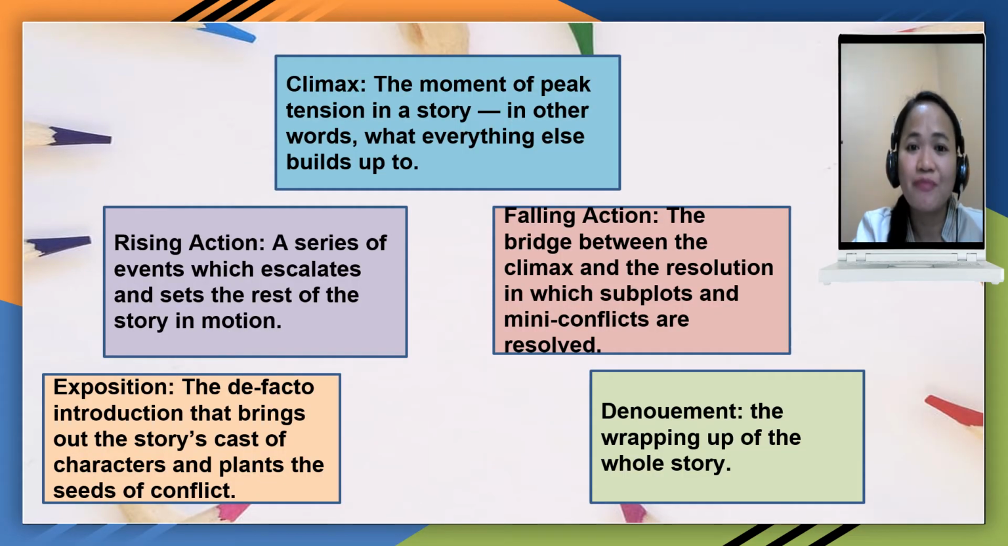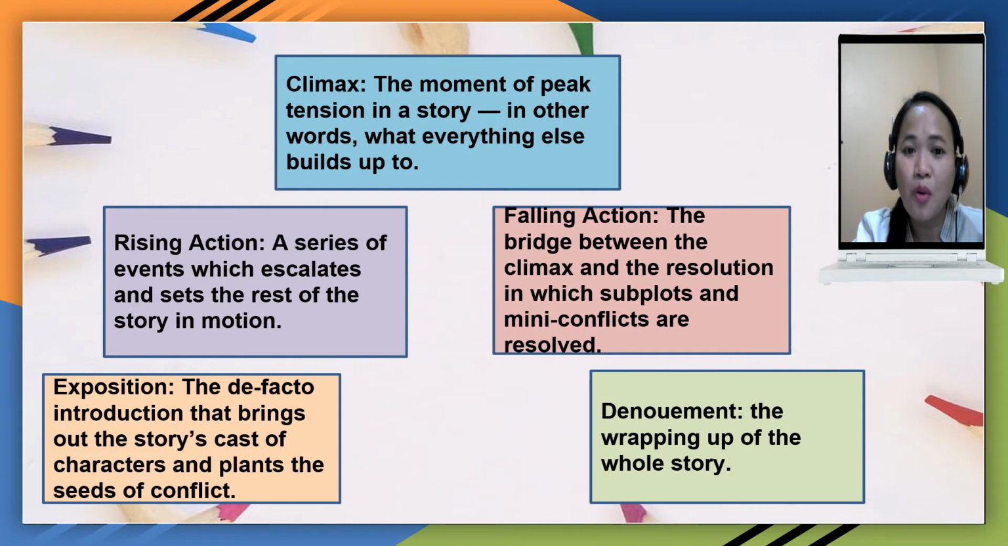The 5 parts of plot starts with exposition. Exposition is the de facto introduction that brings out the story's cast of characters and plants the seeds of conflict. Next, we have rising action. Rising action is a series of events, usually triggered by an inciting incident that escalates and sets the rest of the story in motion.